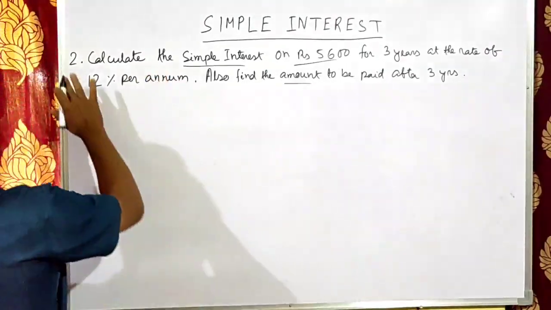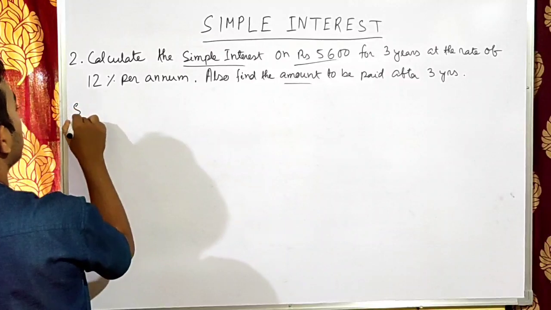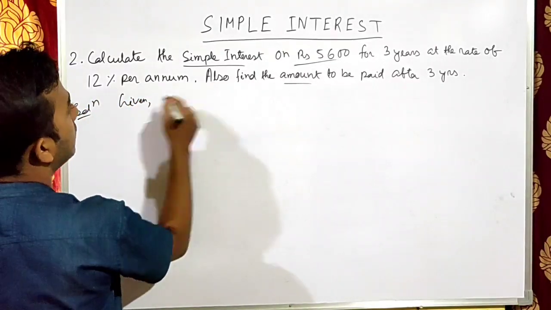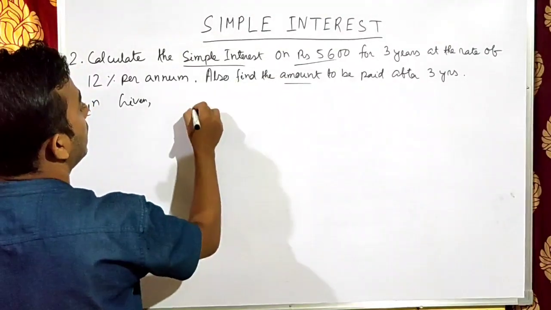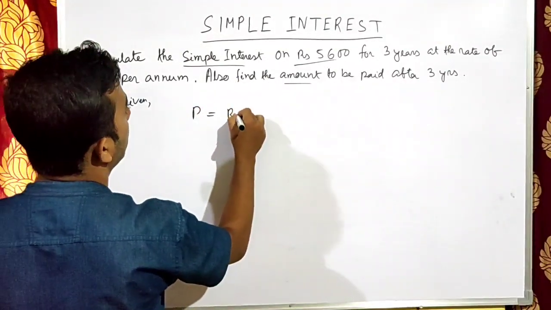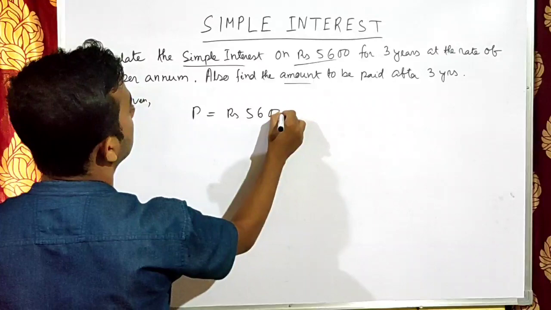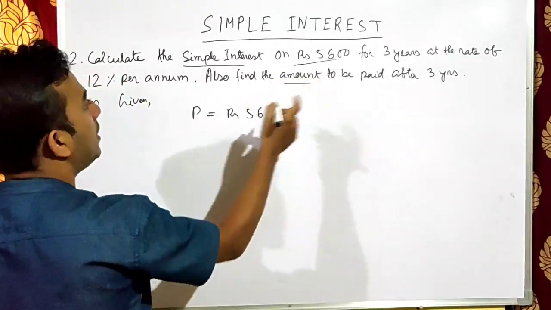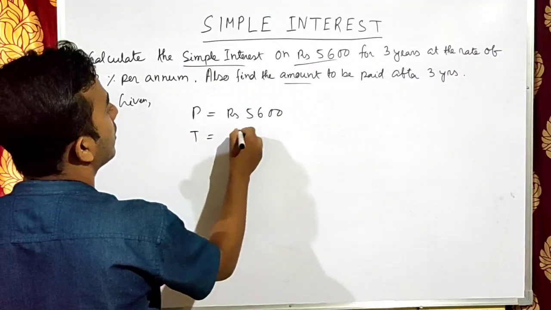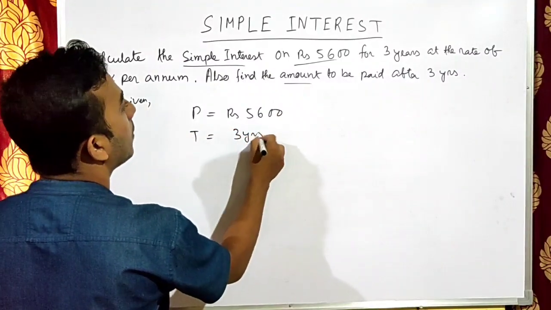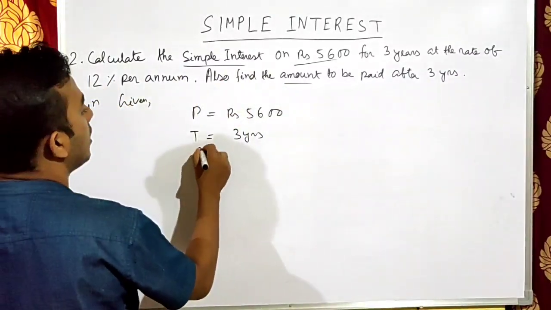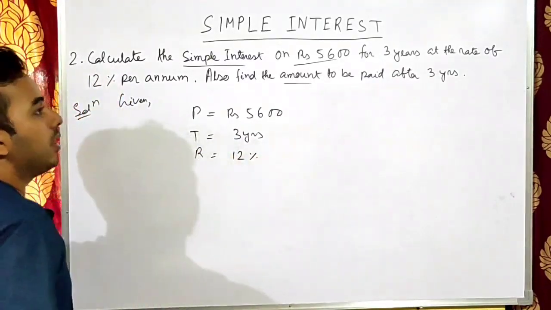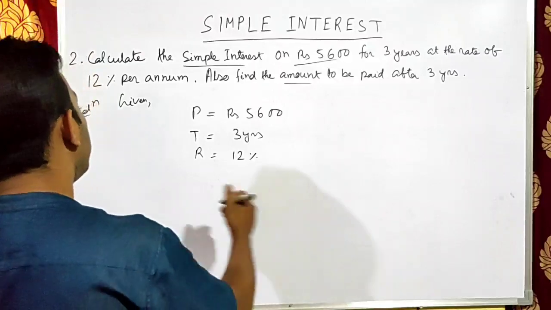So let's find out first the simple interest. Given P equals rupees 5600, T for time is 3 years, and rate R equals 12%. Okay, now what we have to find? We have to find the simple interest.